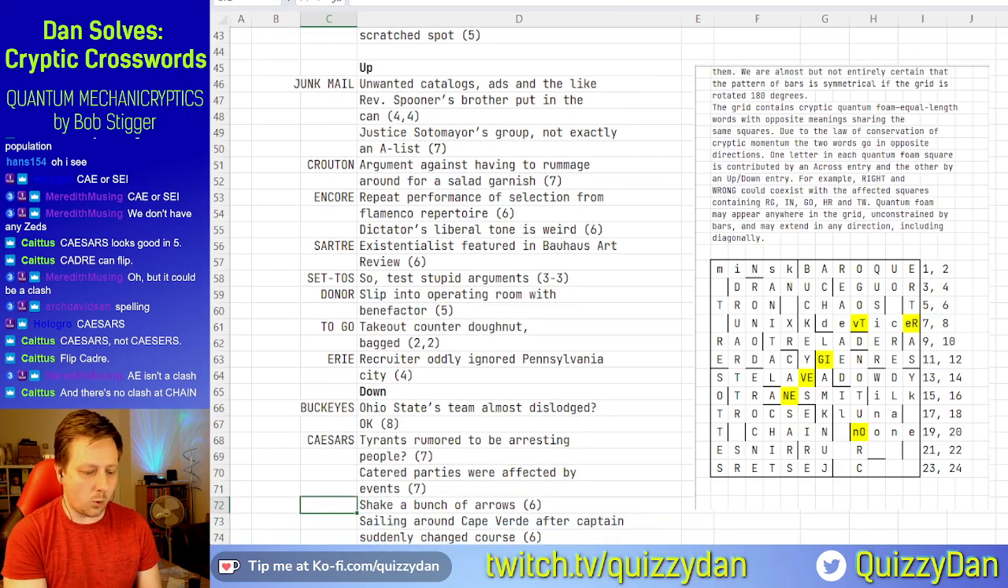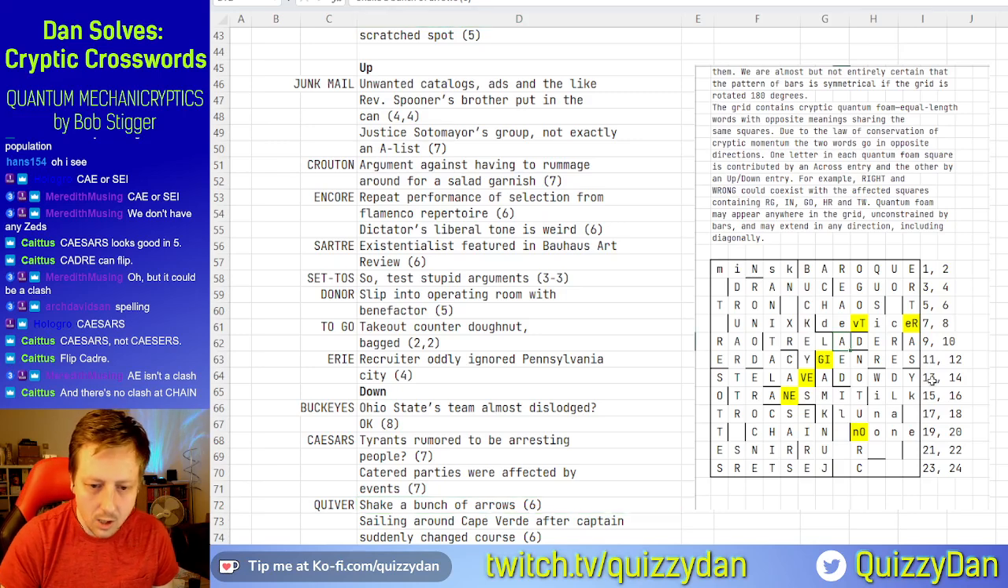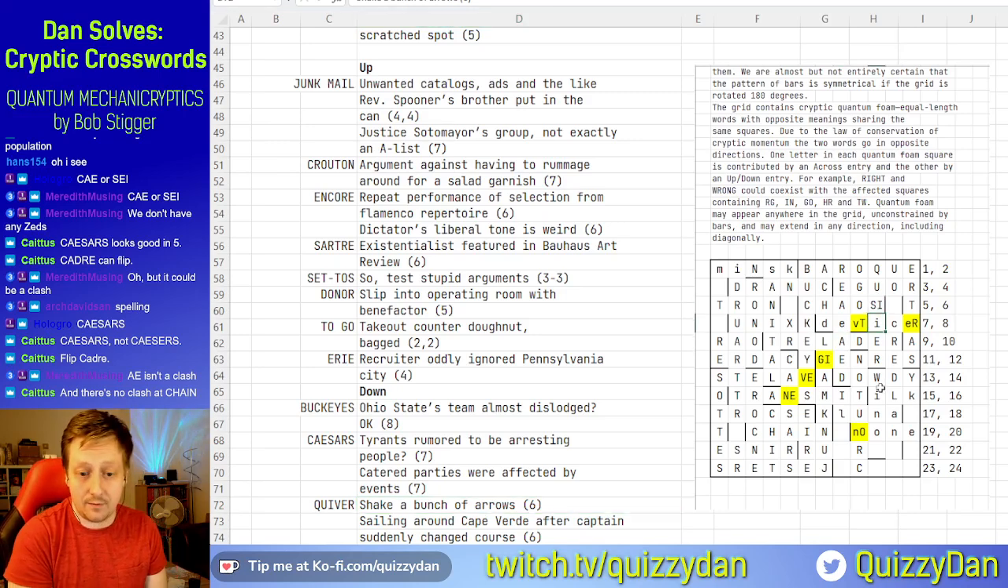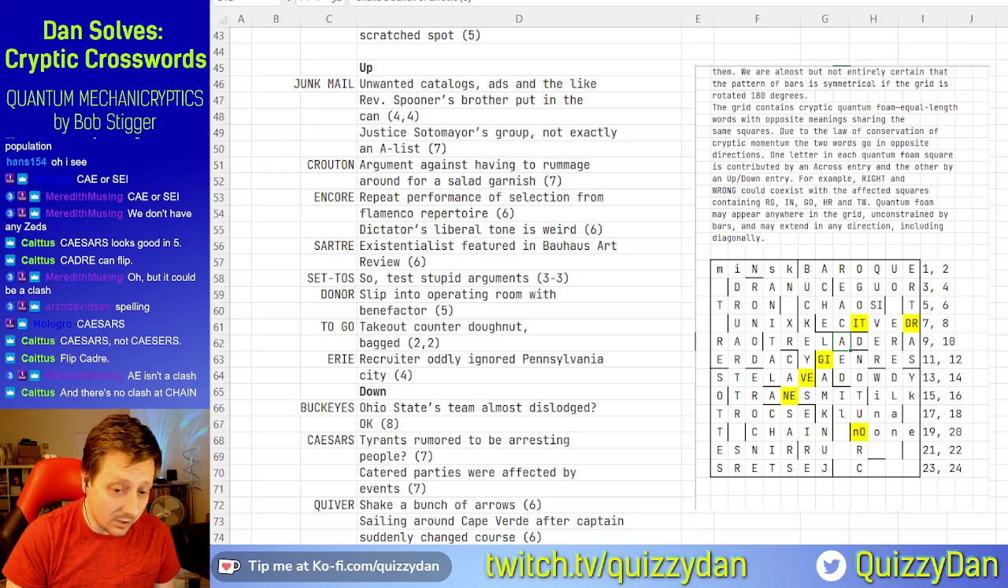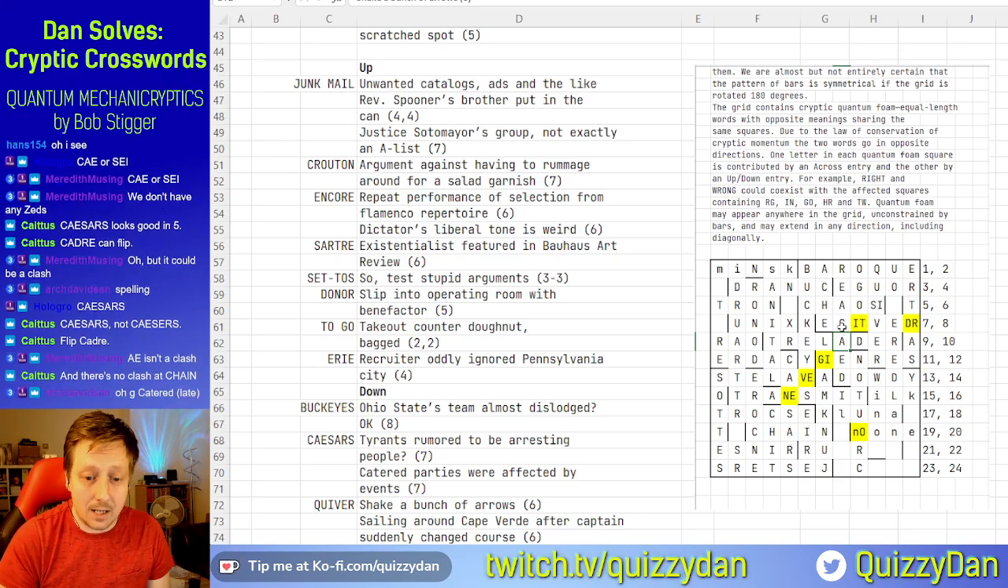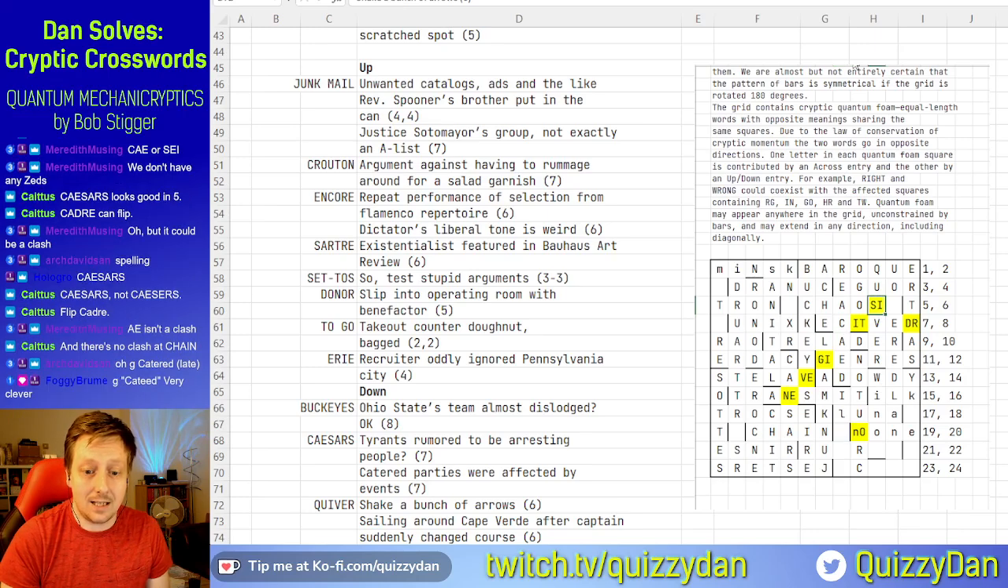Shake a bunch of arrows. Quiver. That is a double definition. Shake a bunch of arrows. Quiver. So we do have a clash there. Okay, so we now know that D-R-E-V-I-T-C-E. So it wasn't ADHD, but that was ache. So device is backwards. We now know that this is a so quiver goes there. Catered is very clever. Interesting. Can't put any extra lines in.